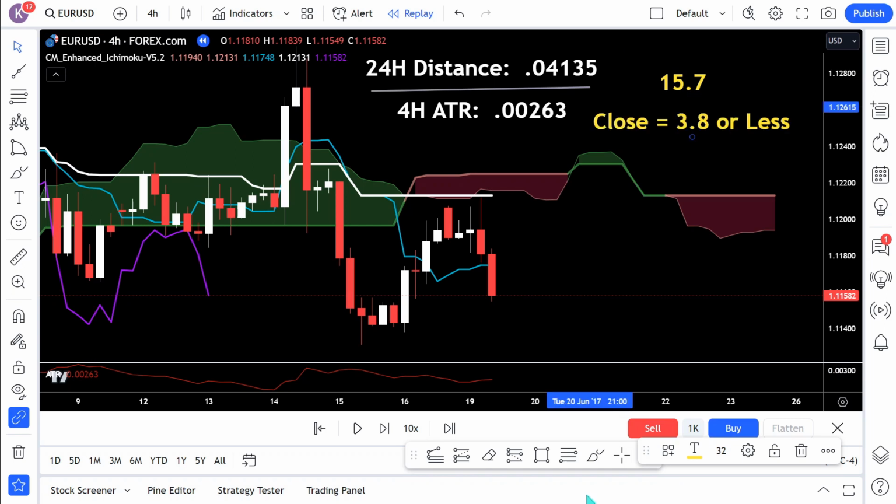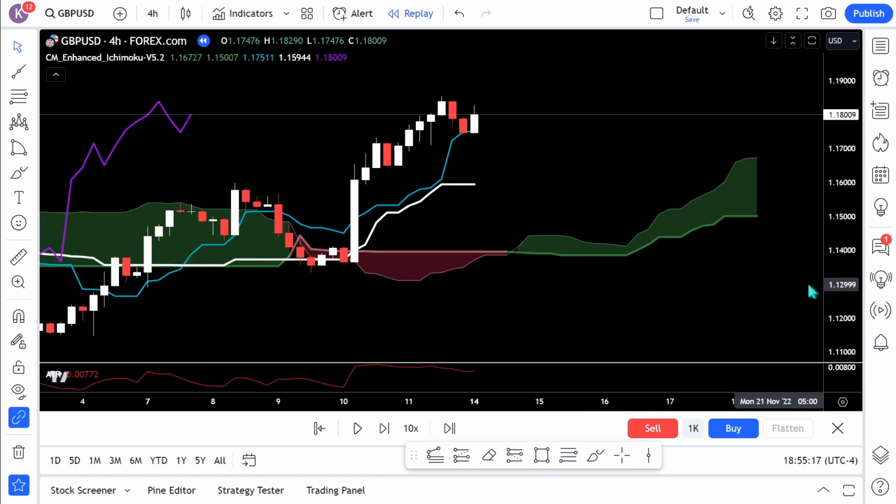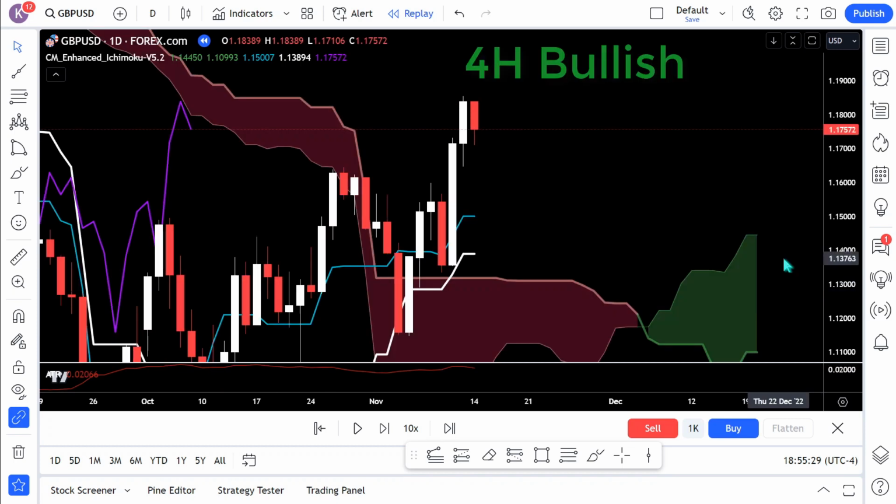We only want to take trades that are close to the cloud. And if you recall, close means a ratio of 3.8 or less. So we would pass on this trade. On the 4-hour for GU, we get a long signal. On the daily, do we agree or is this an opposite signal?